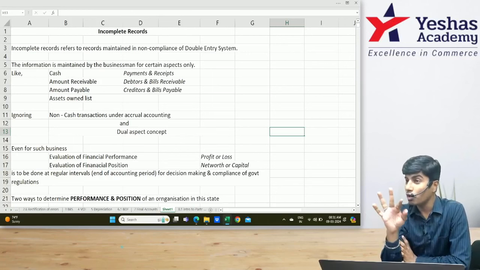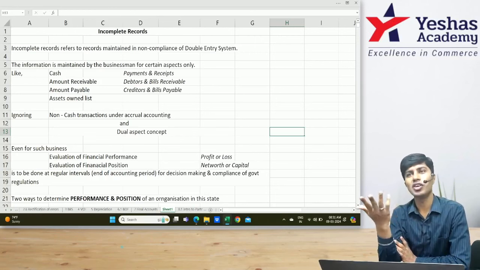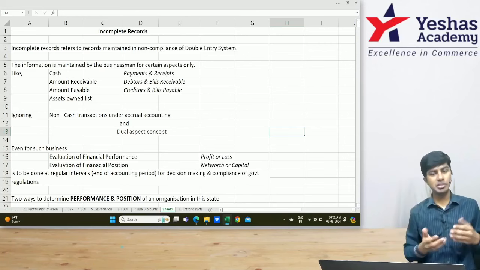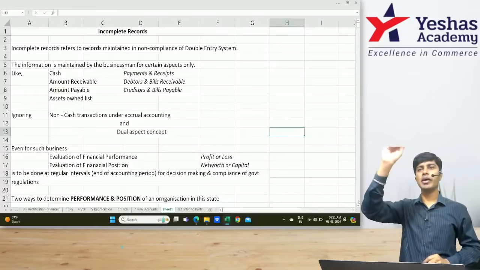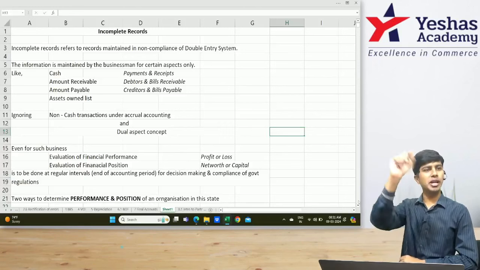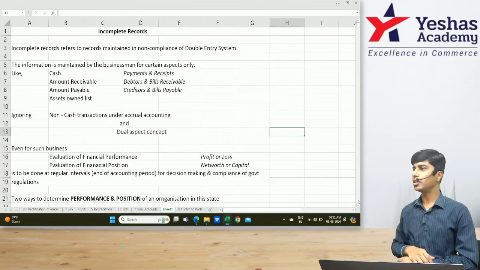So this is what we call incomplete records. One aspect is recorded, the other aspect is not recorded. Or he might have recorded in the cash book. He is maintaining one cash book. In that cash book, he will write business started with 10,000 rupees cash. He wrote Om Ganesha Namah, and then he wrote 10,000 rupees. And then he spent 2,000 rupees on purchase, minus 2,000, 8,000 he wrote. Purchase, sale and all, he doesn't write.